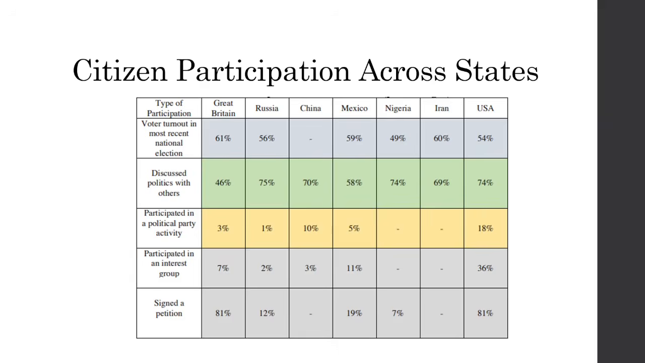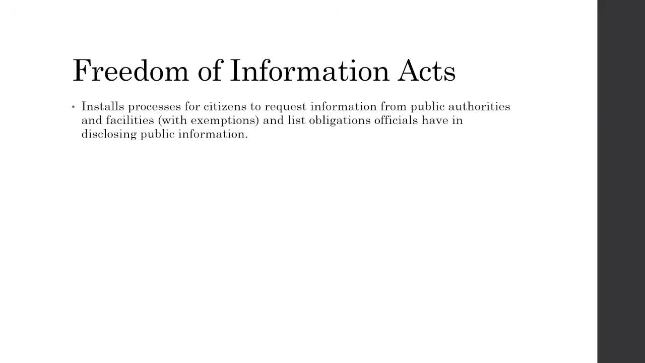But look, you can kind of see here that Iran and Nigeria are not consolidated democracies. They're not going to report some values, and they may be lower than others. Like Nigeria has a lower voter turnout for the most recent national election compared to Mexico, Russia, Iran, Great Britain, for example. Take some time to analyze this data and see if there are any other trends you can see.